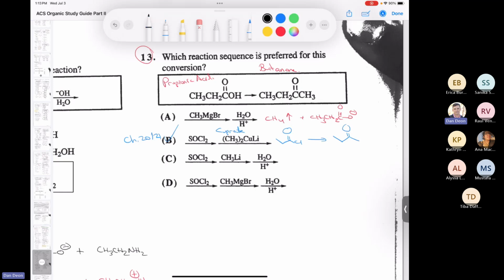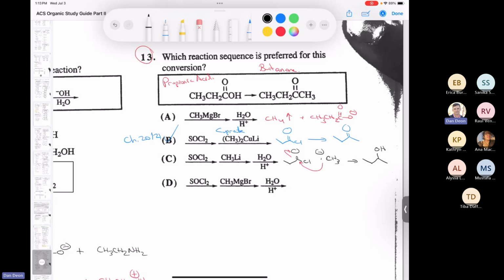Let's just run over the other ones. C, if you have the acid chloride and then you treat it with methyl lithium, what's going to happen is the methyl, which is an anion, is going to come in and attack here. You're going to do your nucleophilic acyl substitution, but then after protonation, you would end up with 2-butanol. You'd actually end up with an alcohol in this case, so that's not good.